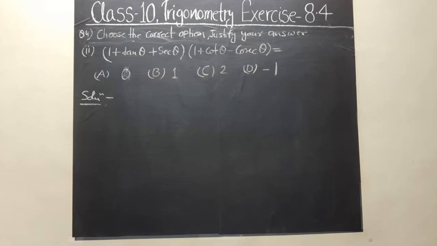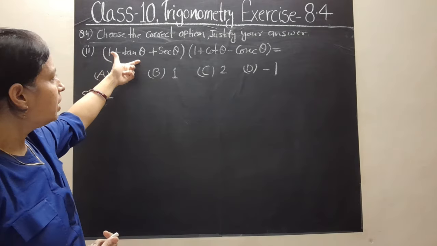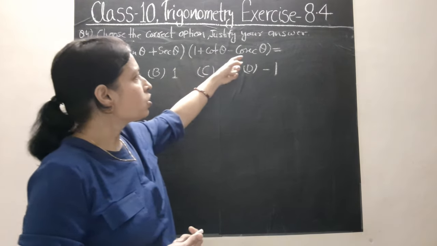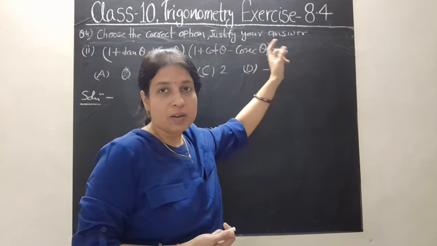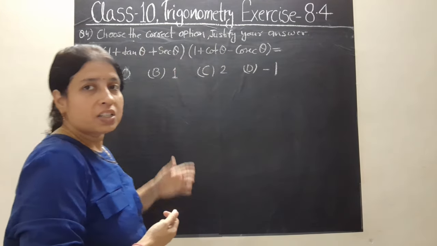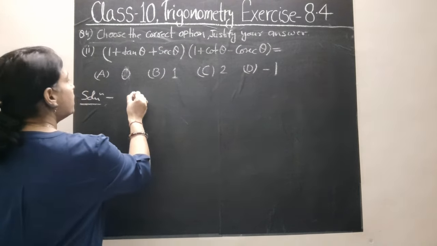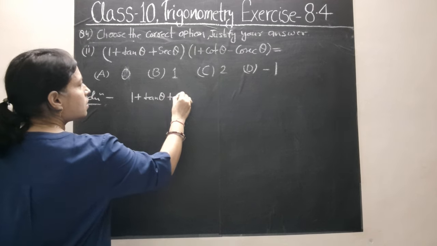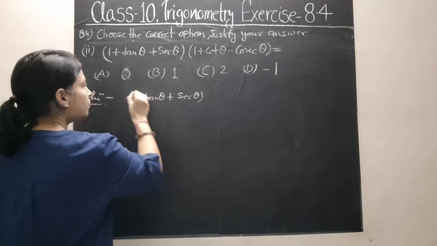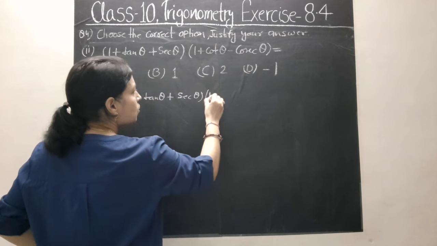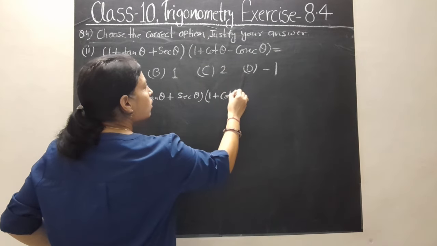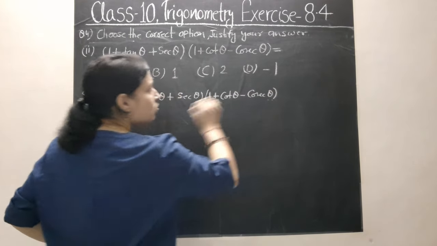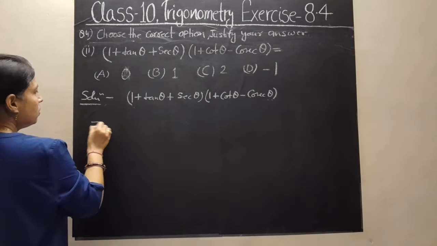In second part, we have to find out 1 plus tan theta plus sec theta into 1 plus cot theta minus cosec theta is equal to what? We have to find out the value of this. So first write what is given. It is given 1 plus tan theta plus sec theta. Then write second one is 1 plus cot theta minus cosec theta. We have to find out the value of this.